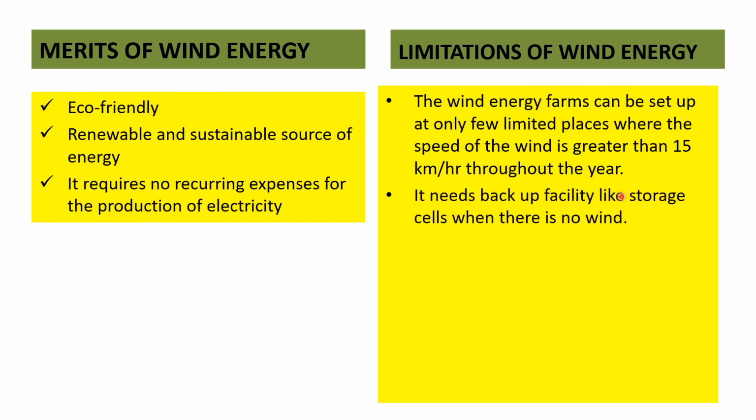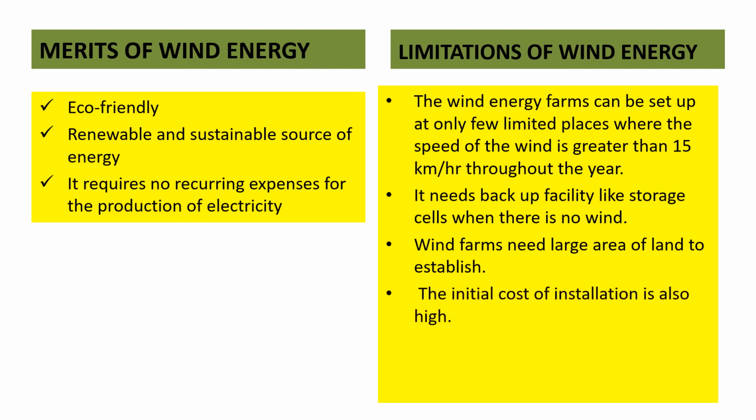So that means it can be set up only at a few limited places where the speed of the wind is more than 15 km per hour throughout the year. Then we need some backup facility because if sometimes there is no wind, with that backup facility we can rotate the shaft so that electricity can be generated constantly. Now we know that this type of arrangement needs a large area. So we need a large area of land, and ultimately we have to clear the land, leading to deforestation. Now the initial cost of installation is huge.